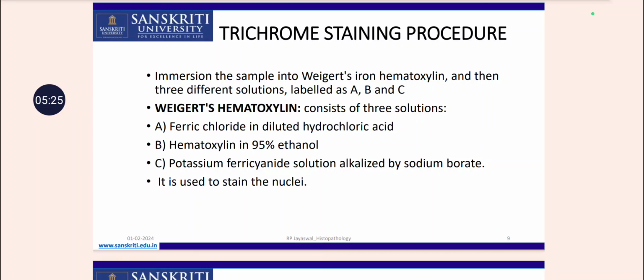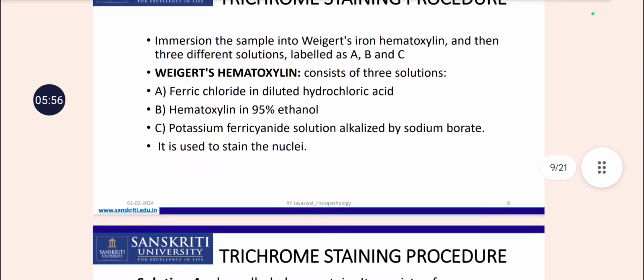Here, Weigert hematoxylin consists of three solutions: ferric chloride in diluted hydrochloric acid, hematoxylin in 95% ethanol, and potassium ferricyanide solution alkalized by sodium borate. This stain usually colors the nuclear part of the cells and tissues.